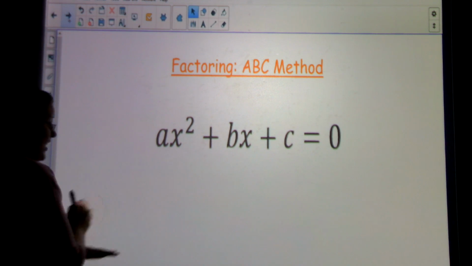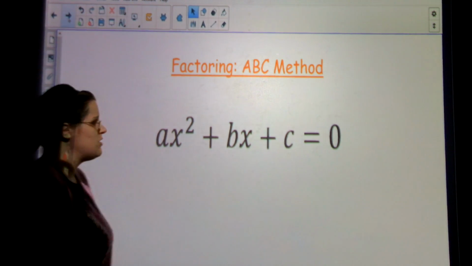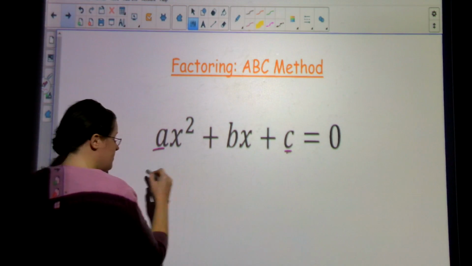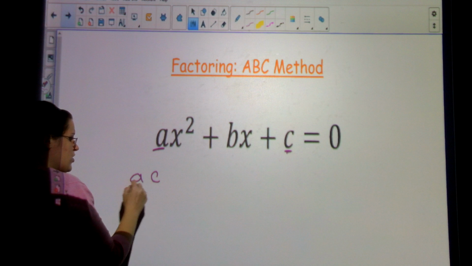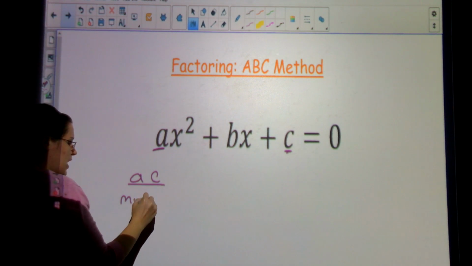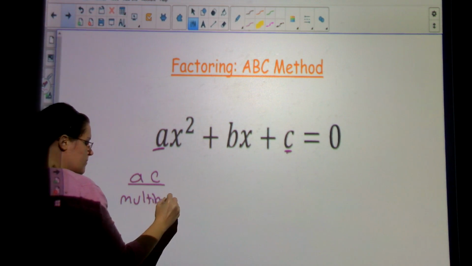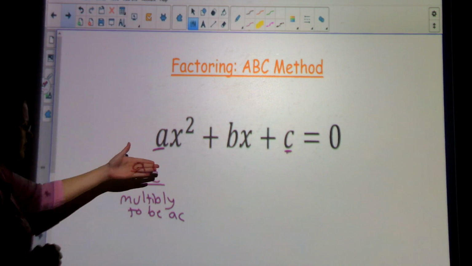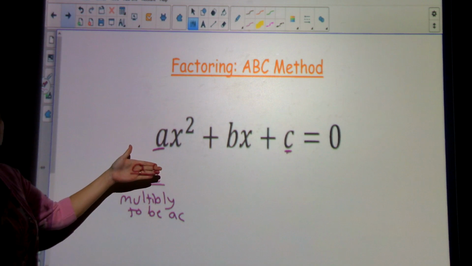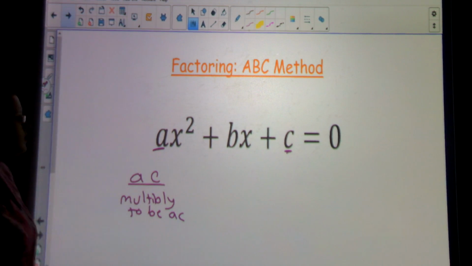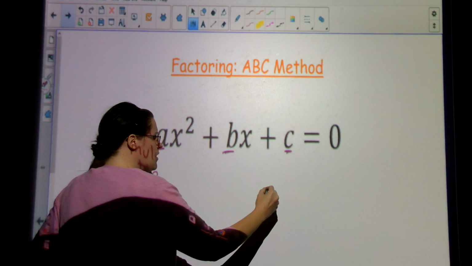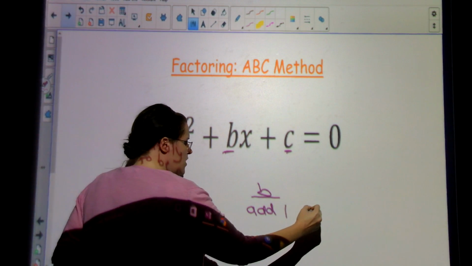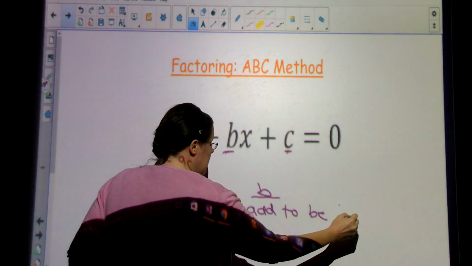If we have a quadratic equal to 0, you have to make sure it's equal to 0. What you're going to do is multiply AC, and you're going to list the numbers that multiply to AC. Okay, so let's say this number comes out to 12. You're going to list all the numbers that multiply to be 12. Then you're going to look at your B. Those two numbers have to add to be B.